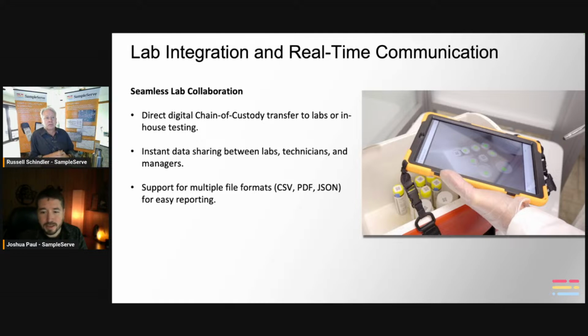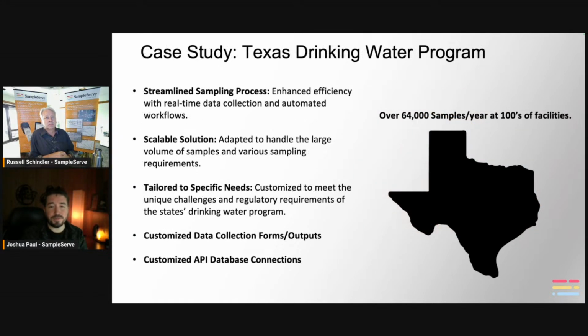Right. So, a good case study that we've been using lately is we kicked off a Texas drinking water program. The state of Texas samples hundreds of drinking water facilities around the state, and they're sampling these every single day. We have up to, I think, 30 or 40 samplers out in the field every day. Not us, but contracted with the state of Texas. It's over 64,000 samples a year. And they're loving it, and it's saving a lot of time.